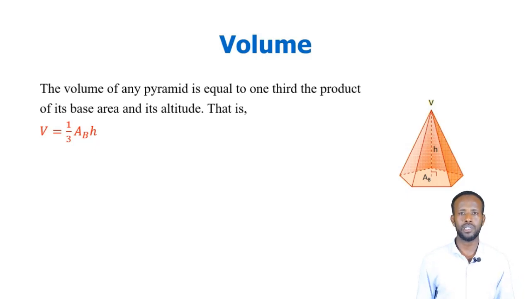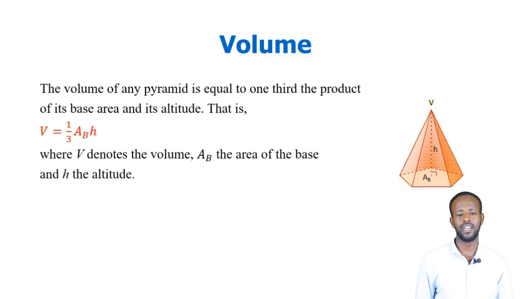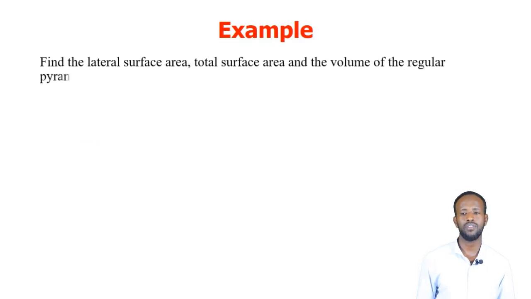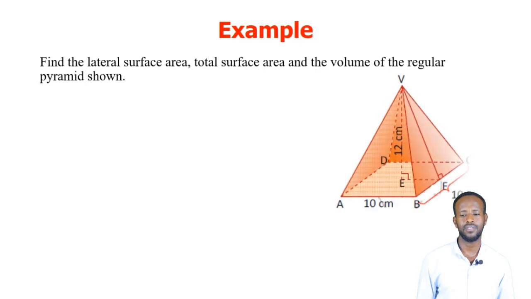Now let us see some examples based on this example. We know what V and H stand for. Now let us see the example. Find the lateral surface area, total surface area, and the volume of the regular pyramid shown. This pyramid. We want to find what? Lateral surface, total surface, then volume. I hope that you will find it quickly, easily, because everything is given to us. Now let us start and say solution.